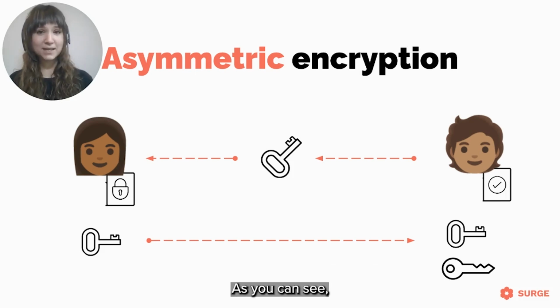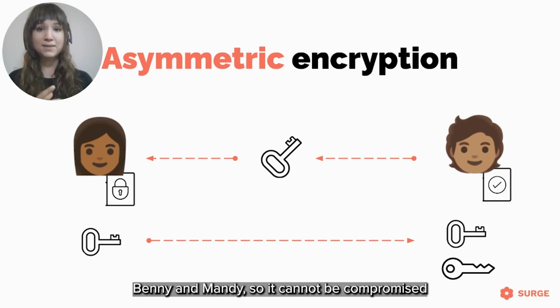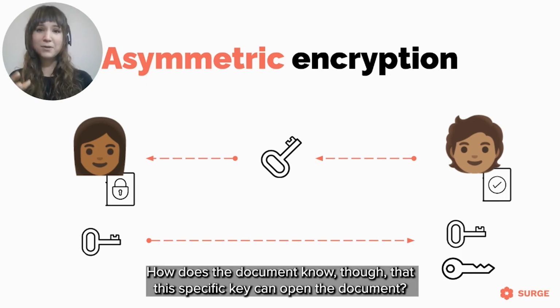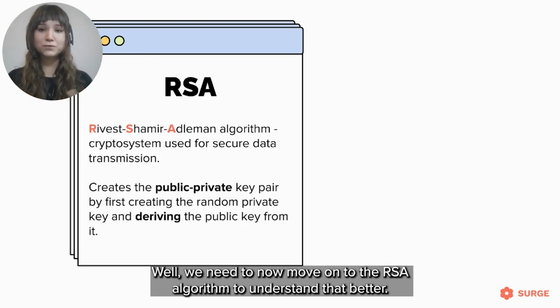As you can see, we are not passing the private key between Benny and Mandy, so it cannot be compromised and no one else will get the access to the data, well, as long as Benny doesn't expose it or lose it. How does the document know, though, that this specific key can open the document? Well, we need to now move on to the RSA algorithm to understand it better.